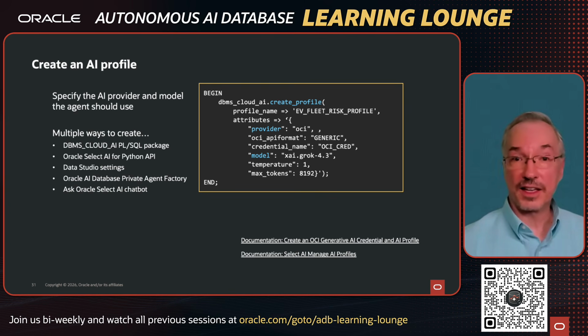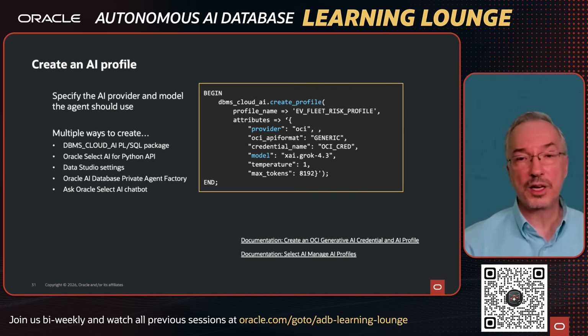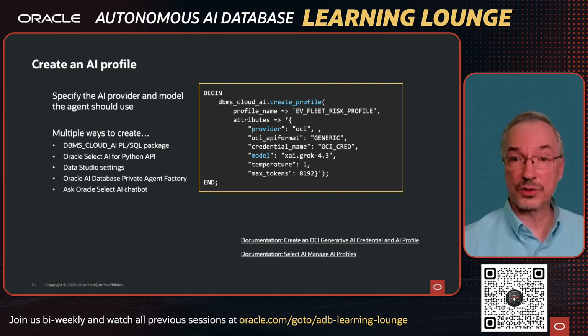Then you specify the LLM, and in this case, we're using Grok 4.3. The data science agent documentation provides model recommendations based on what has worked well with the agent. And that's important because not all models perform equally well on agentic tasks or other generative AI use cases, so model choice is important. And finally, you can configure additional attributes, such as temperature and maximum tokens, to further tune the behavior of the LLM and Select AI.